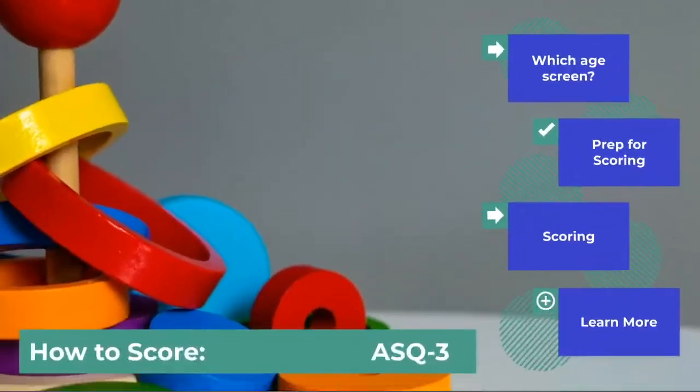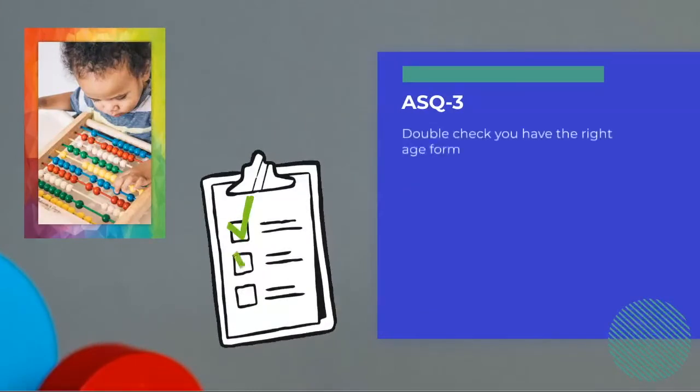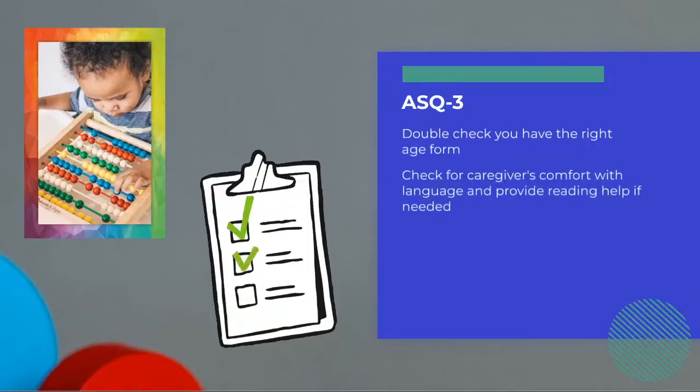Once you have determined which age screen is appropriate for the child, it is important to be ready for scoring. This means double-checking that you have the correct age form. It also means checking in with the parent or caregiver in their comfort with reading the screen. The ASQ3 comes in 6 common languages: English, Spanish, French, Vietnamese, Chinese, and Arabic. Remember to provide reading assistance if needed.